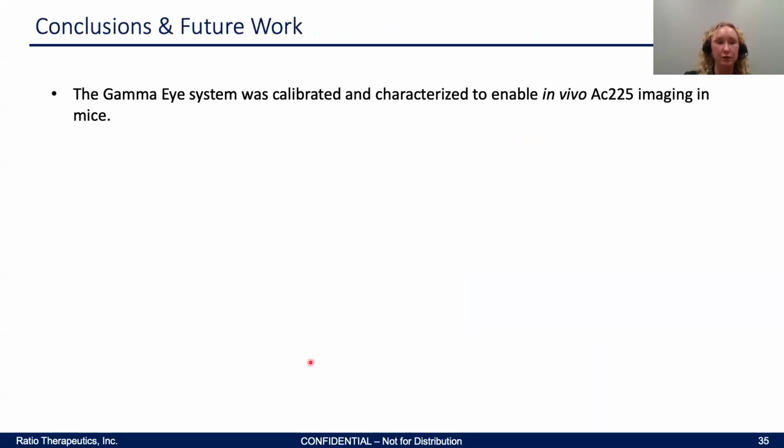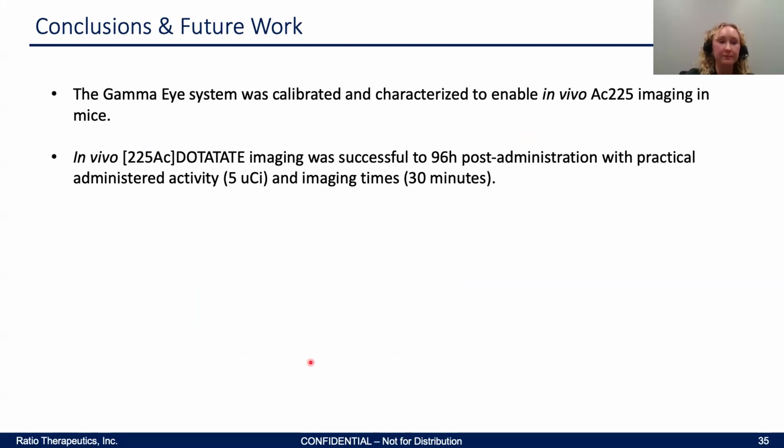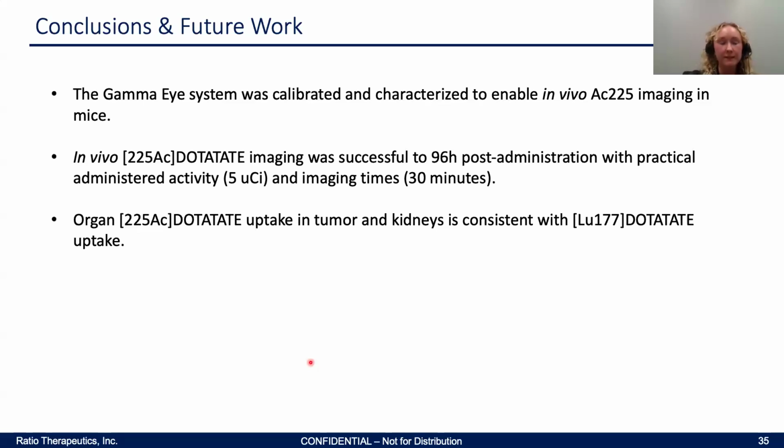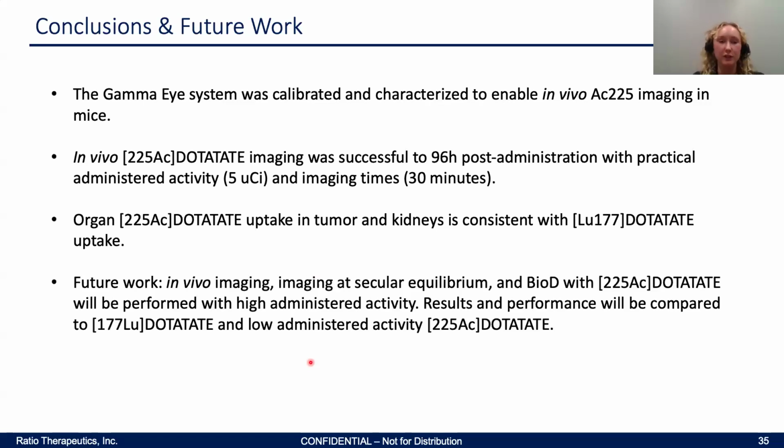So some conclusions and future work. The gamma I system was successfully calibrated and characterized to enable in vivo actinium-225 imaging in mice. In vivo actinium-225 dotatate imaging was successful up to 96 hours post-administration using a practical administered activity of 5 microcuries and practical imaging times of 30 minutes. The organ actinium dotatate uptake in the tumor and kidneys was consistent with the lutetium dotatate uptake that we saw for the 82 keV peak especially.